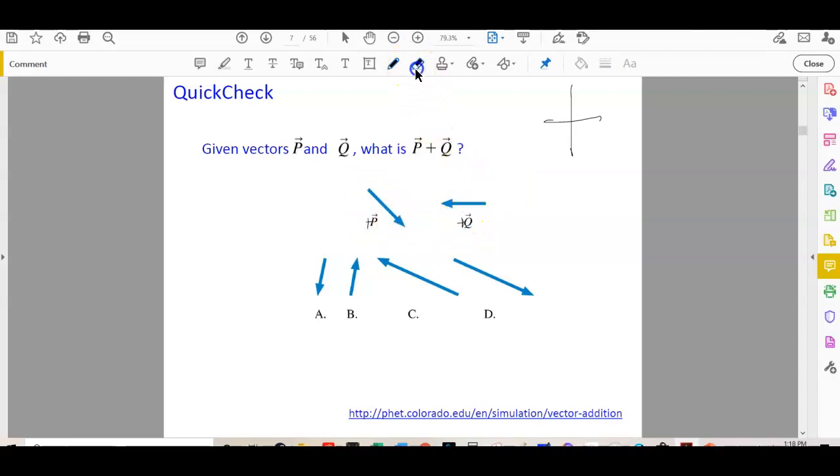Okay. I want you to go ahead and add those vectors together and then match that up to which one of these choices, A, B, C, or D. Okay. So try that out now, please.